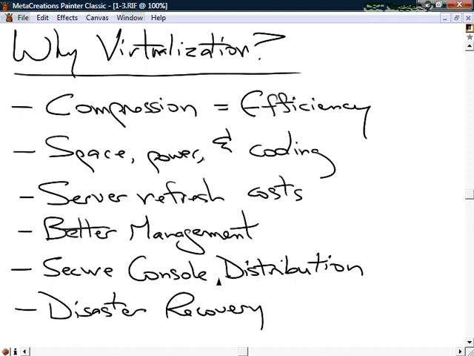And maybe you just like CBT Nuggets, and you're viewing this video because it happens to be one on your list. But you're choosing this video series because you have an interest in virtualization, you or your business. Now, why is it compelling? What is really compelling about moving towards virtualized environments?